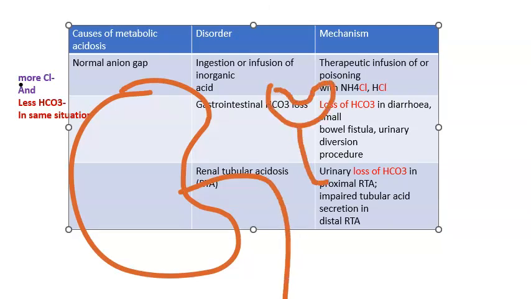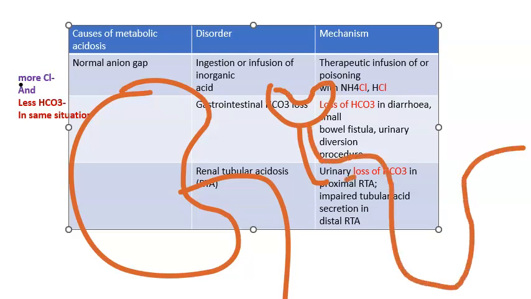Glomerulus, proximal convoluted tubule. Then you have your Henle's loop. Then you have the distal convoluted tubule, right? So tubular acidosis. So here what happens? The loss of bicarbonate ions is happening. Correct, guys? Focus. So what is happening? You're losing bicarbonate ions. Why?